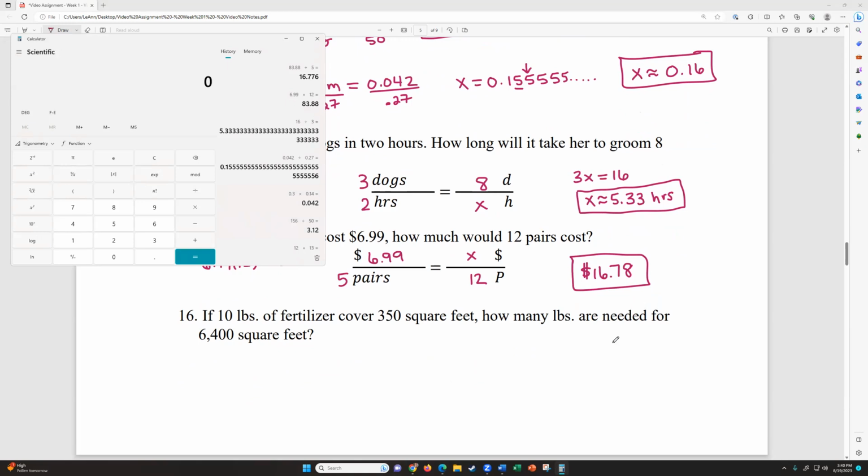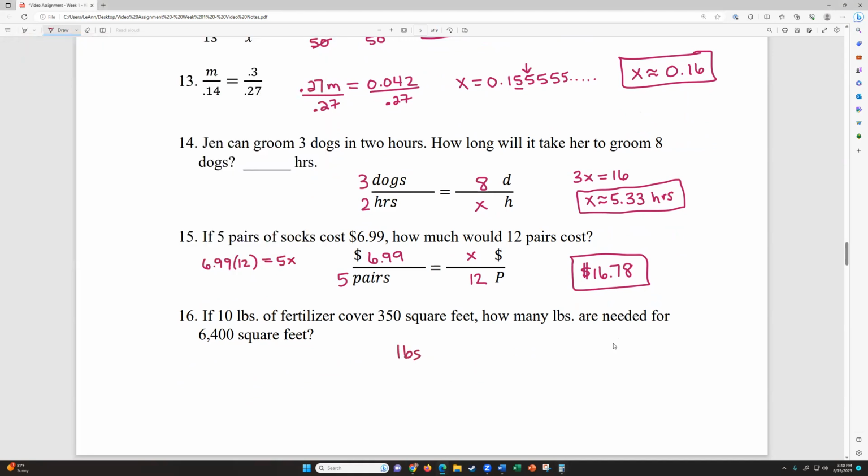So number 16, if 10 pounds of fertilizer cover 350 square feet, notice I didn't set up any proportion formats for us here for our labels. How many pounds are needed for 6,400 square feet? So I'm going to do pounds over feet squared, which you can write as this instead of writing square feet, equals pounds, again, over feet squared. The relationship we were given was that 10 pounds works for 350 square feet. How many pounds, so we don't know the pounds, are needed for 6,400 square feet?